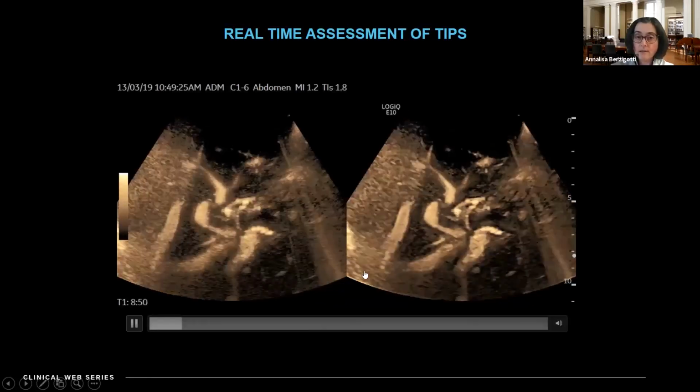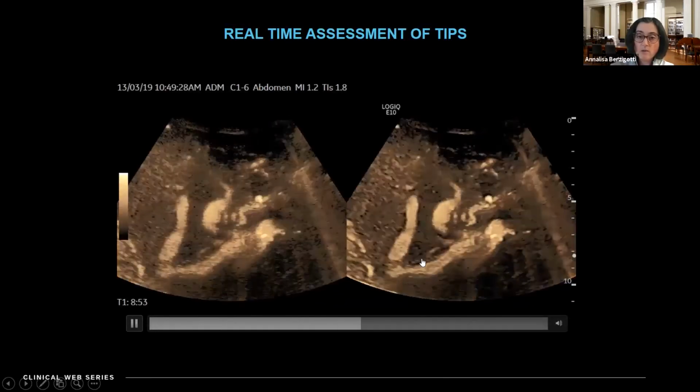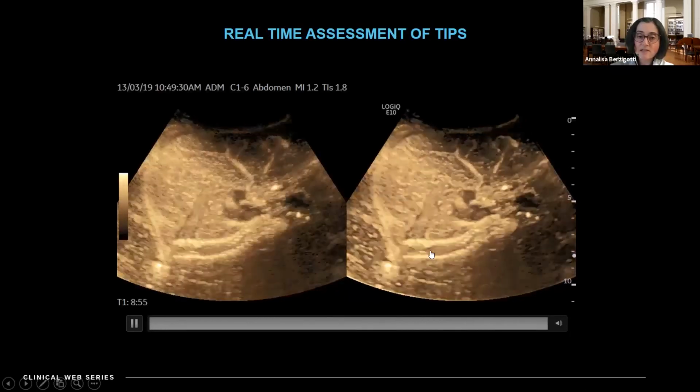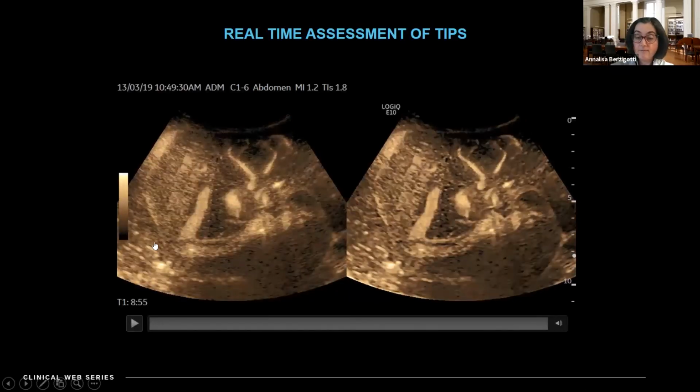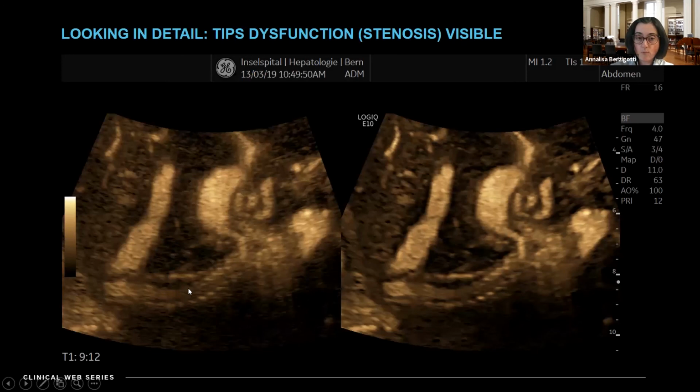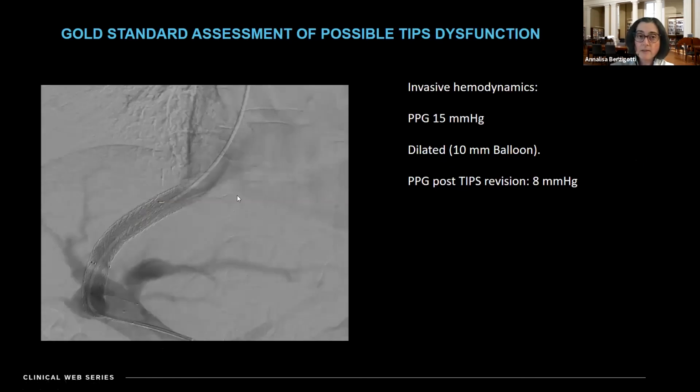Let's do it again. The right part below, you can see that it seems to be something not completely filling the TIPS. And if you look with more detail and more time, we really strongly suspected that this lack of flow that you see with B-flow was indeed a stenosis of the TIPS. And so we decided, based on this technique and the overall assessment of the patient, to go to an invasive assessment, which is the gold standard to rule out or rule in a TIPS dysfunction.